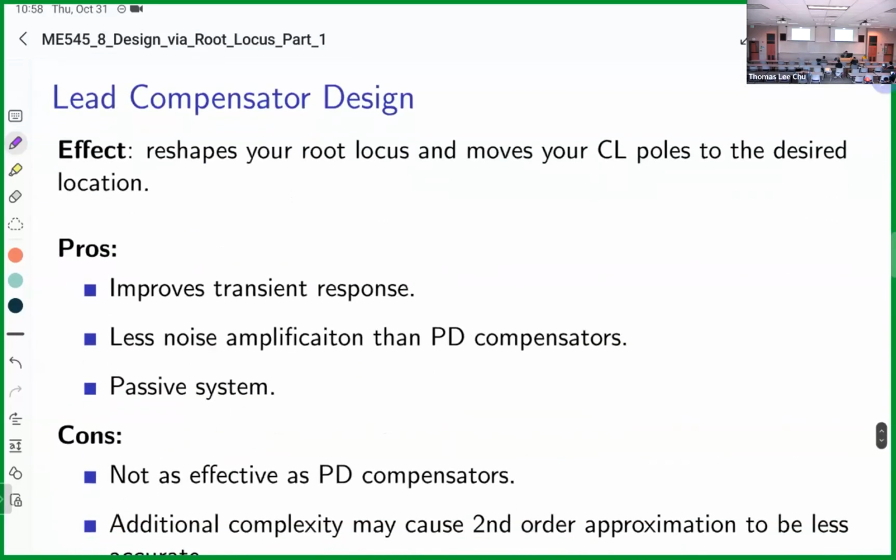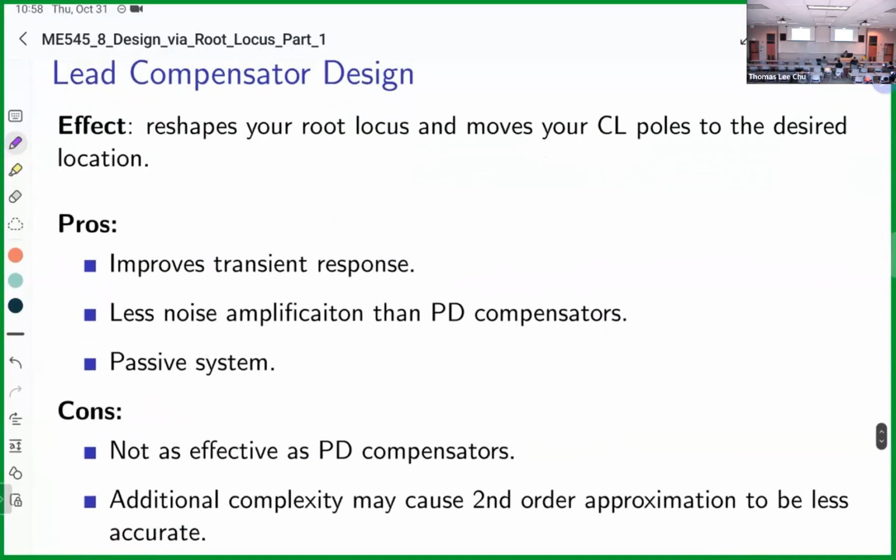So the design is pretty straightforward. Oh, let me talk about the effect. This is new. So the effect of it is that it also reshapes your root locus and moves your closed loop poles to the desired location. But one effect I don't have on here is that because we're adding a pole and a zero, it is generally a little bit more difficult to calculate by hand because you have to take the angle criteria for both the pole and zero that you have now added to your open loop system. So the effect is that it improves your transient response time.